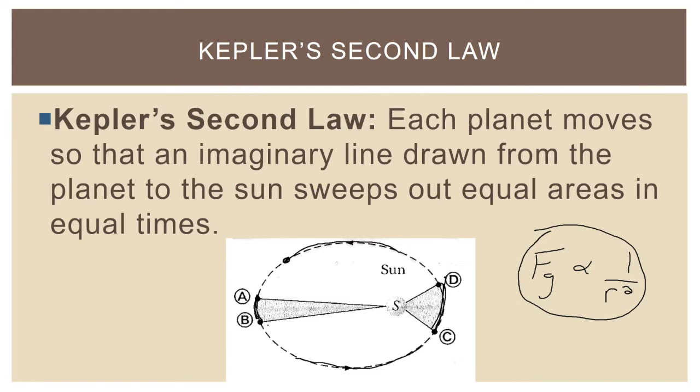That's the deal. So the first law describes the shape of their orbit. The second law describes the velocity, essentially, of this object when it's in orbit. The third law is totally different. And there's no point in beating around the bush, so let's just get into it.